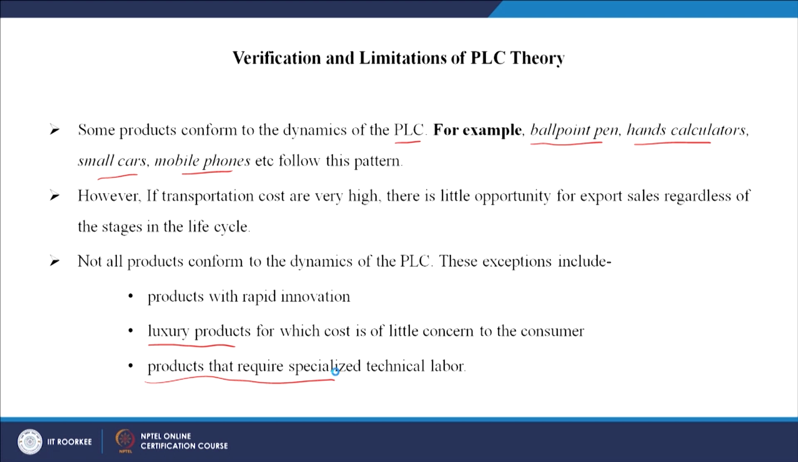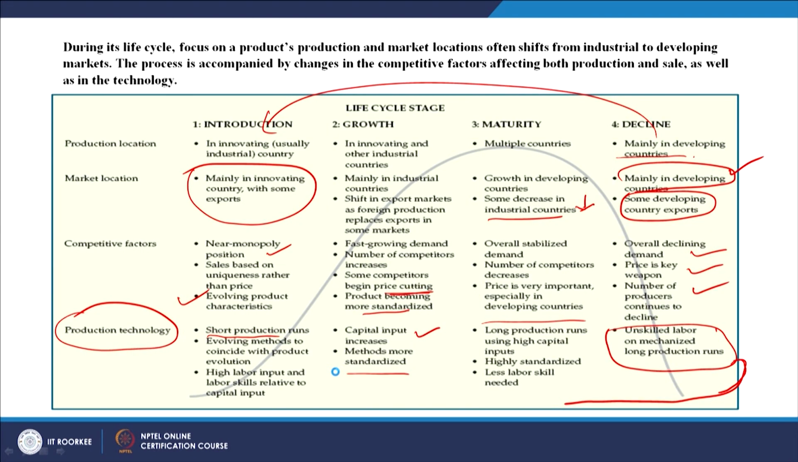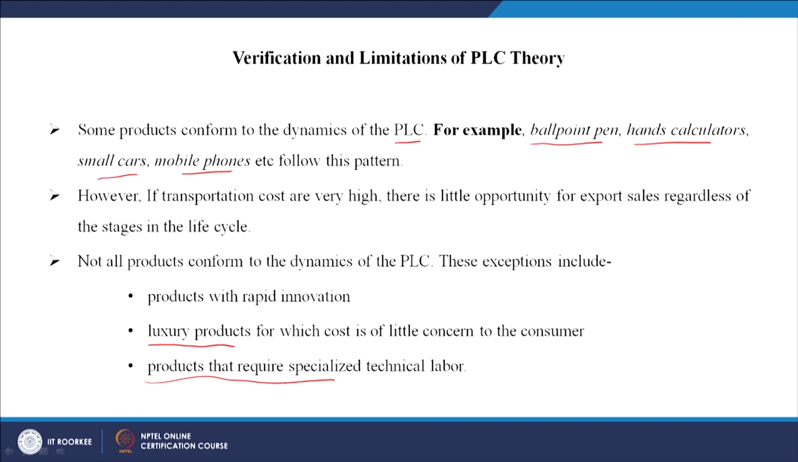So, we said in this, if you see what we said, now something is being made in the introduction stage, and during growth more people are copying or imitating that, and by the time it is declining, the innovative countries have stopped producing and now it is being made in some other country, right, the developing country. But that will not happen if a particular skill is required and that skill is not available with others, right.